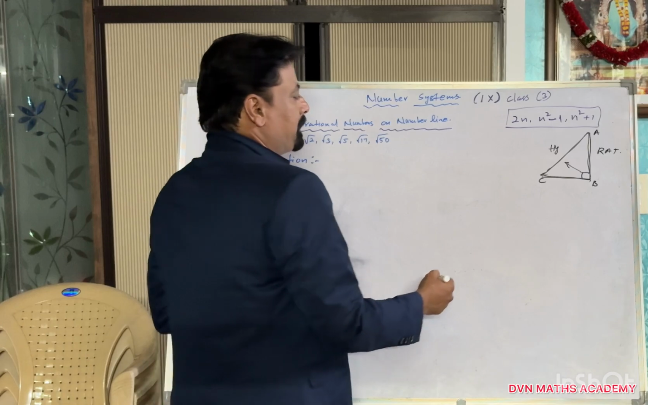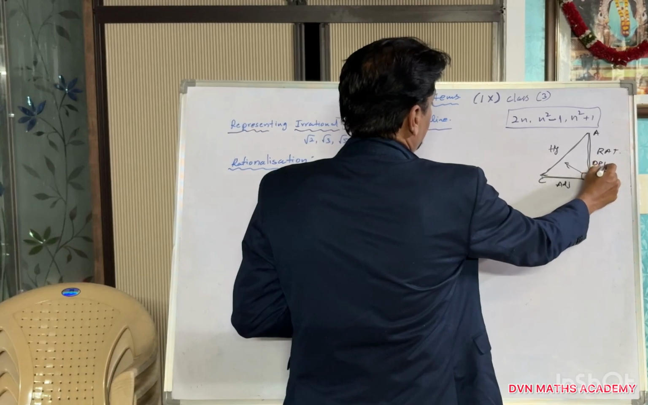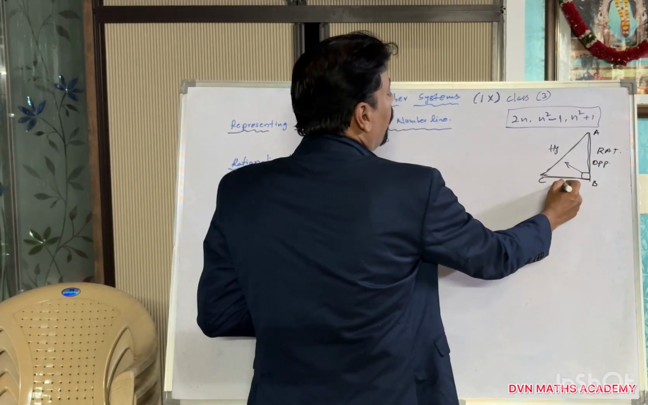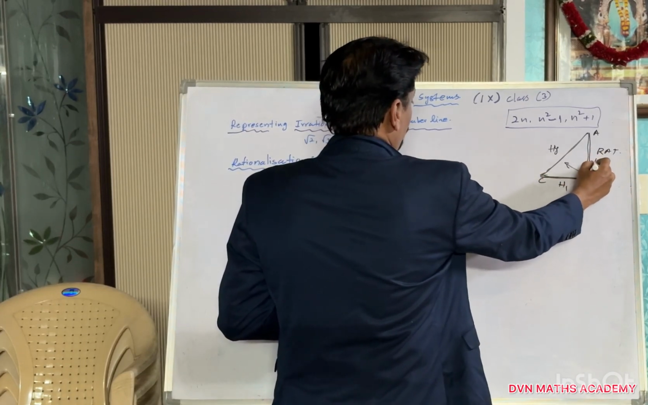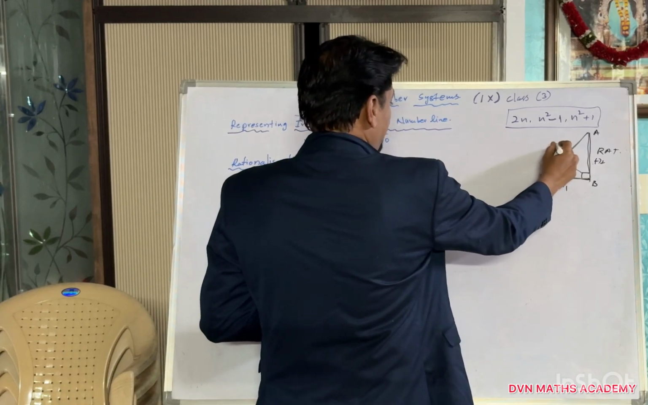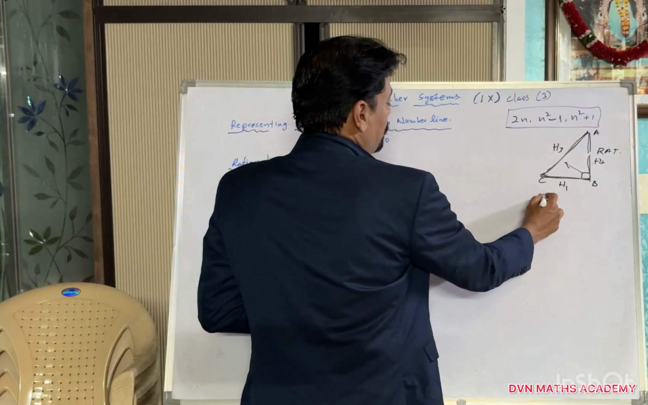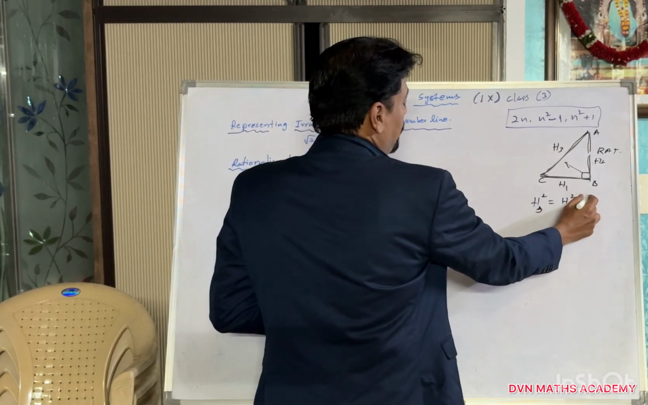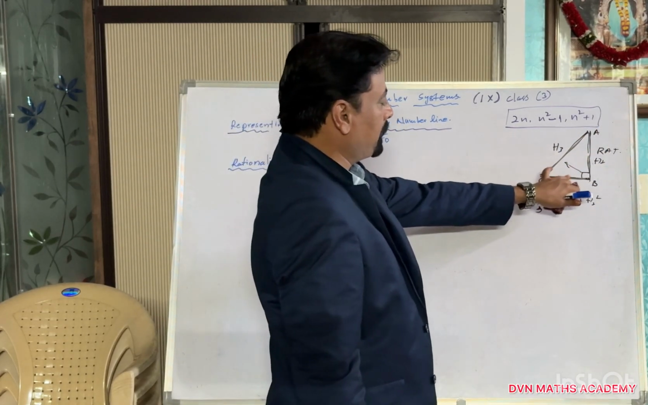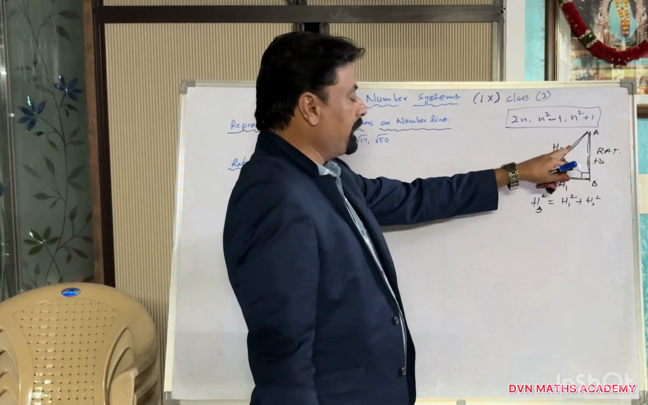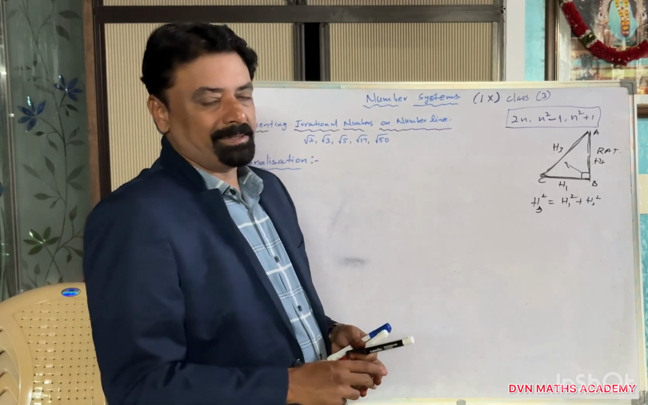So what the Pythagoras theorem says is, for example, if this is H1, this is H2, and this is H3, where H3 is the hypotenuse, then H3 square is always equal to H1 square plus H2 square. I have taken these as arm 1 and arm 2, the first arm and the second arm. So the hypotenuse square is always equal to the sum of the squares of the other two sides. That is called the Pythagoras theorem.